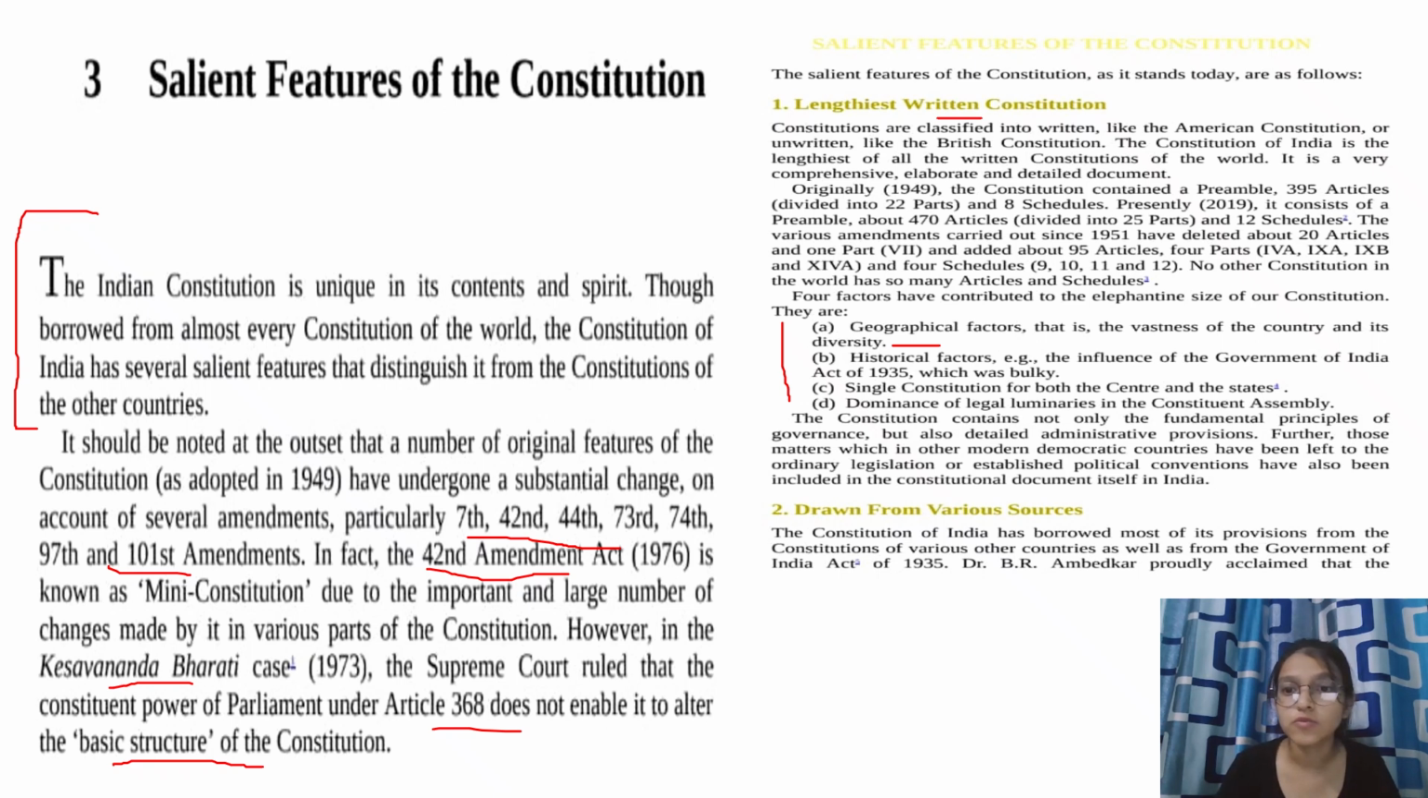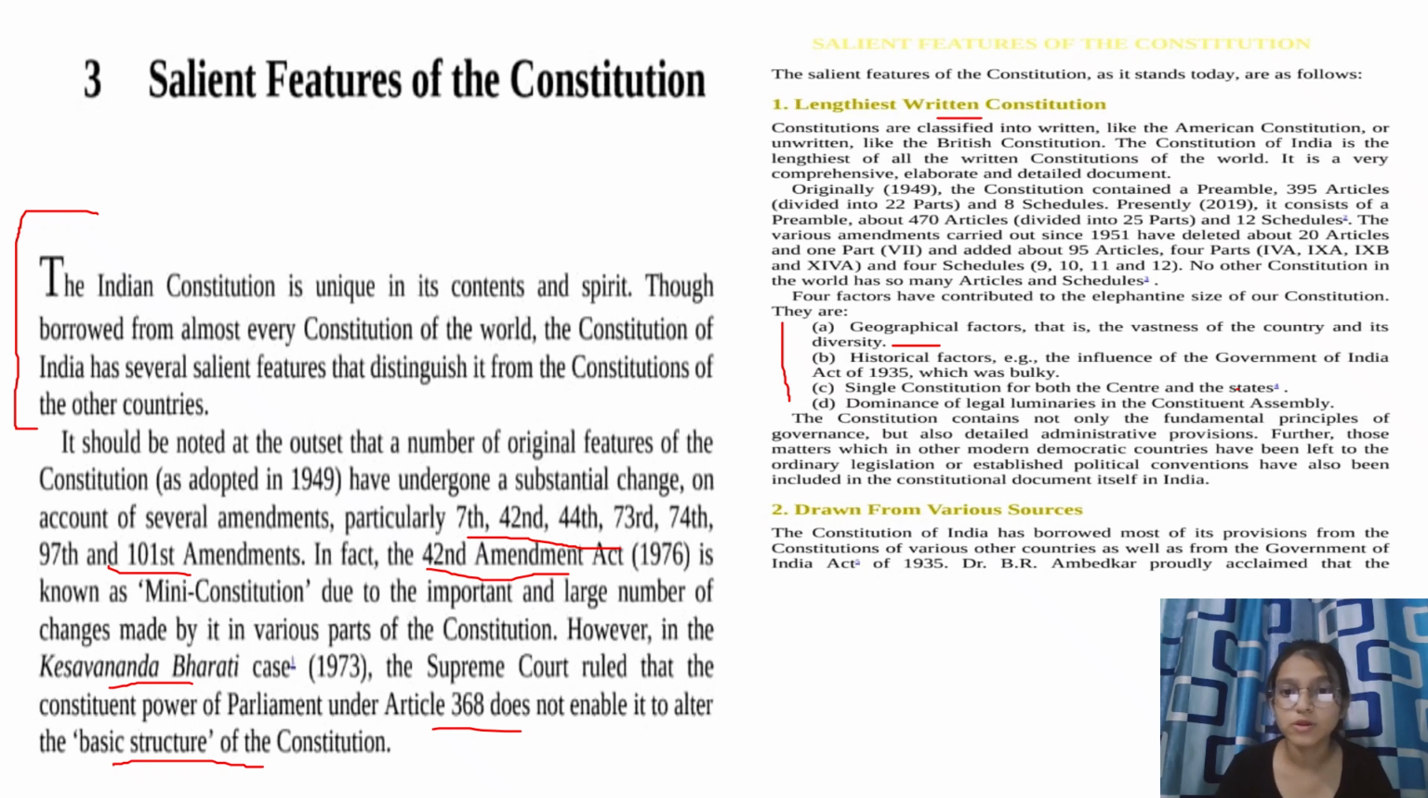Then you have a single constitution for both the center and the state. In other countries, we see that the states have a different constitution, and for the center they have another constitution. But in India, we have only one constitution that applies to both the states and the center. For example, if I am a person from Assam and I have to follow a constitution, I have to follow the Constitution of India, because for Assam I don't have any separate constitution, so I have to follow the constitution meant for the whole country.